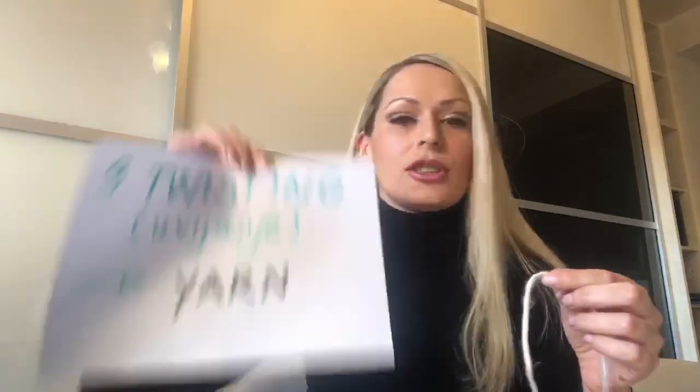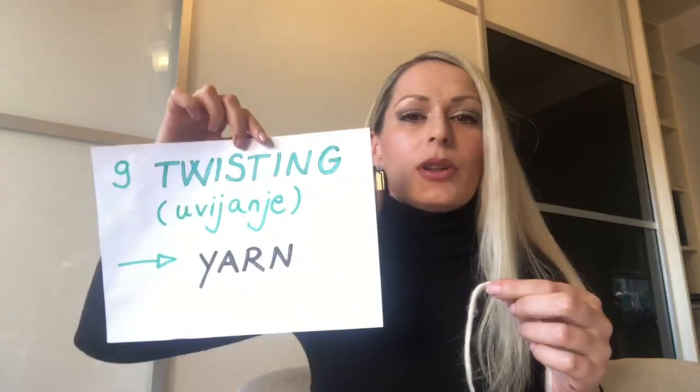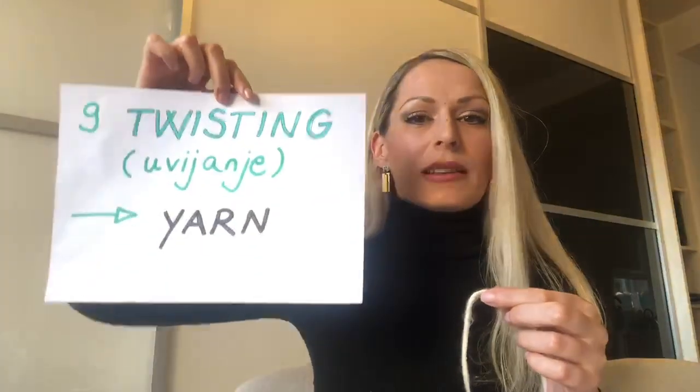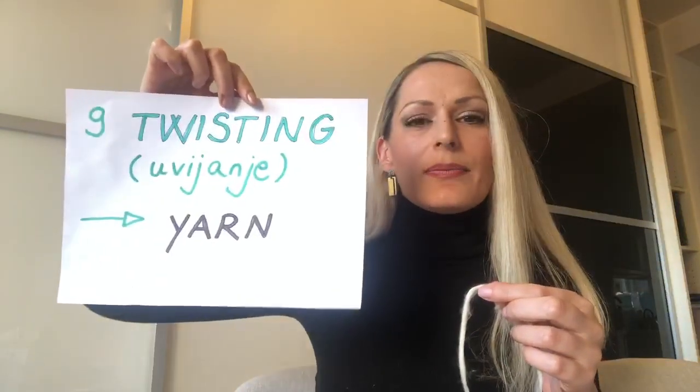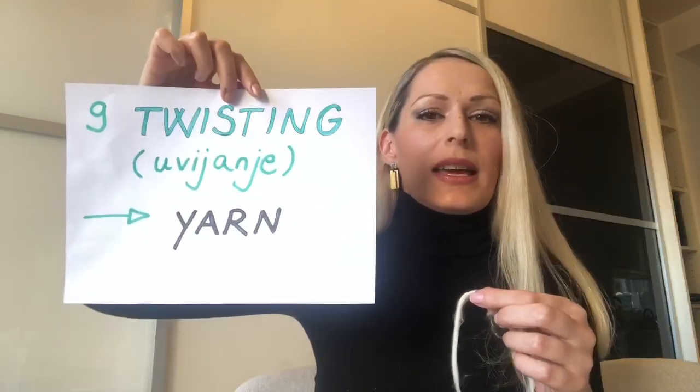But we need to come to this stage in order to actually reach the final process in which we're finally going to get the yarn, and that is actually twisting. So here we have another example of a homonym, or yet better, maybe just an expansion of a semantic field. But this twisting we are going to refer to as uvijanje, and the product that we get, of course, is yarn.